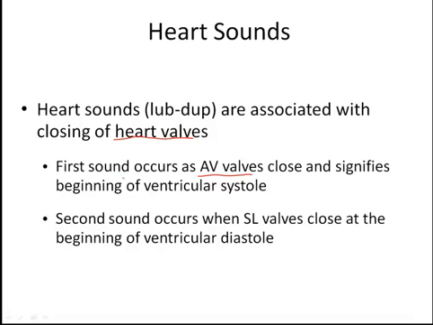The second sound comes from once the ventricles have finished their contraction and they relax. The semilunar valves going out to the arteries will close, and that is the second heart sound that you hear. And you get that lub-dub sound over and over again. Typically you'll hear that about 60 to 80 times per minute, depending on how in shape you are.